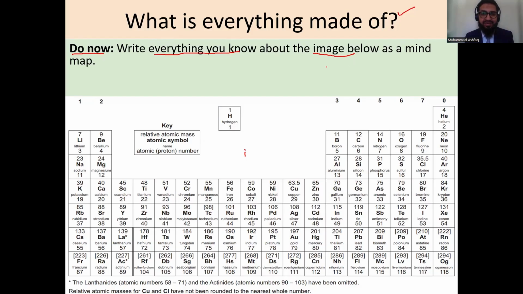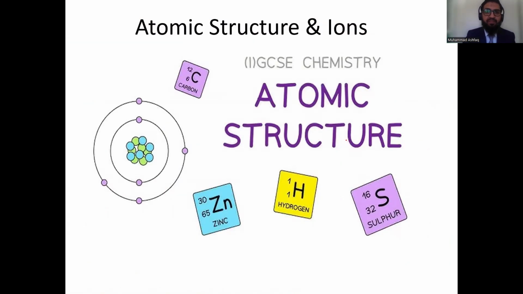If you mention that this image is about the periodic table, and it contains the elements. On the elements, you can find the mass number, atomic number, and the symbol of the element. So today we're going to discuss atomic structure and ions.